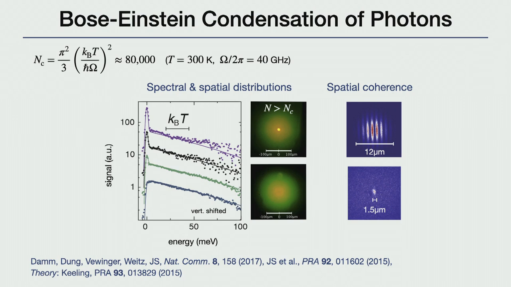And see here, below the critical point, you have very short length correlations. This is 1.5 microns, just the thermal de Broglie wavelength of these wave packets of photons in the system at room temperature. And as you go to the condensed phase, you then see an interference pattern extending over the entire ground mode size.